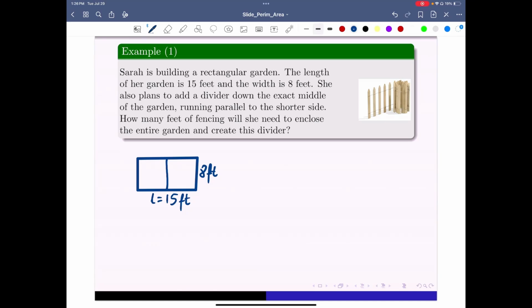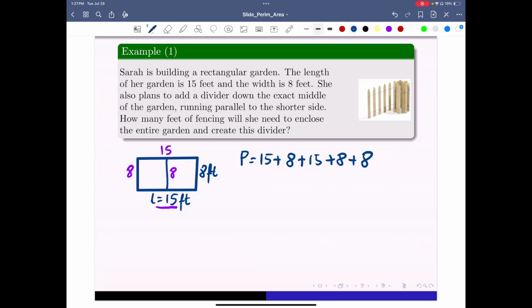So to calculate all the distances, we will have 15 feet and another 15 feet, and then we have 8, 8, and 8. So we simply add all of them. The perimeter would be 15 plus 8 plus 15 plus 8. That would be the regular perimeter of a rectangle. And now we have one more 8 for the divider in the middle, so we have plus 8.